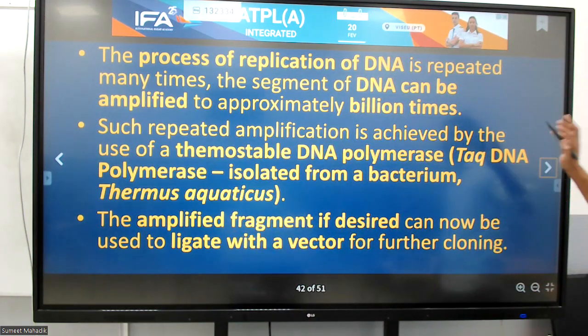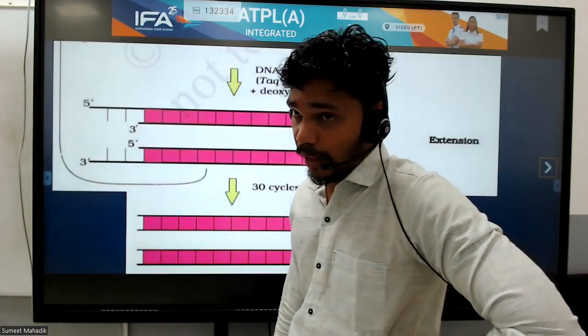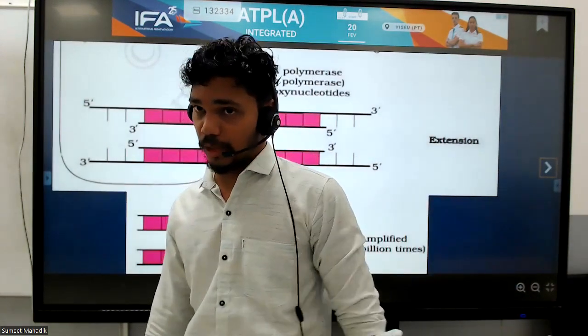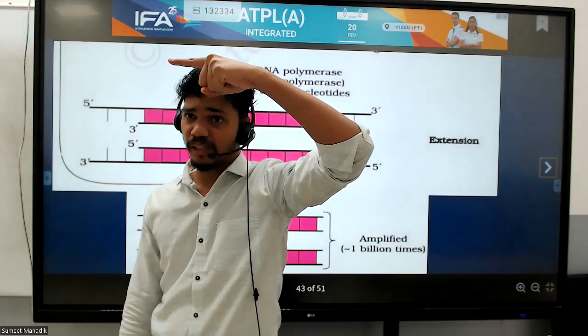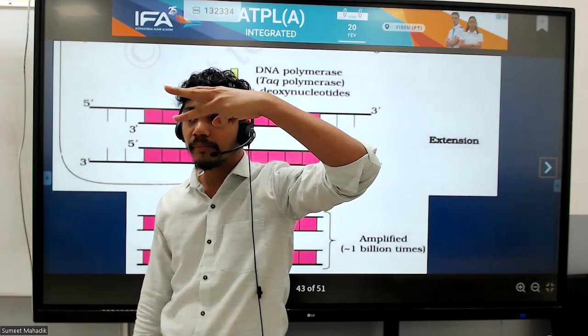aquaticus. The amplified fragment, if desired, can now be ligated with the vector. What is ligation? DNA ligase. So what is PCR? Polymerase chain reaction. First step, denaturation. Second, annealing. Third, extension.